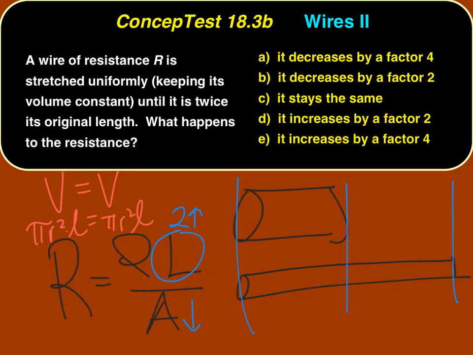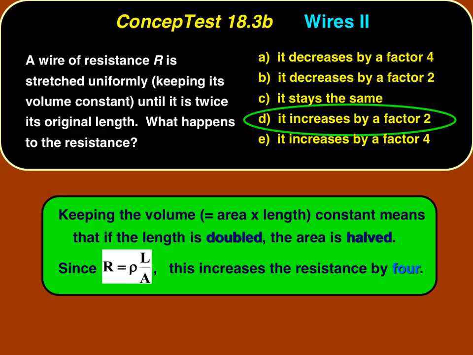And we think it's going to be one of these. Aha! Increases by a factor of 4. So the area is halved, length is doubled. Keeping the volume constant means that if the length is doubled, the area is halved. This increases the resistance by a factor of 4.